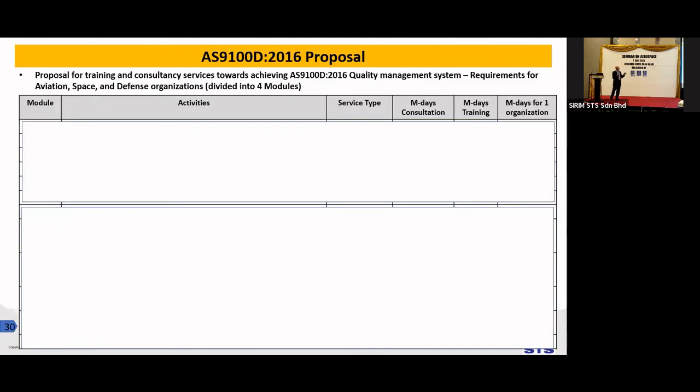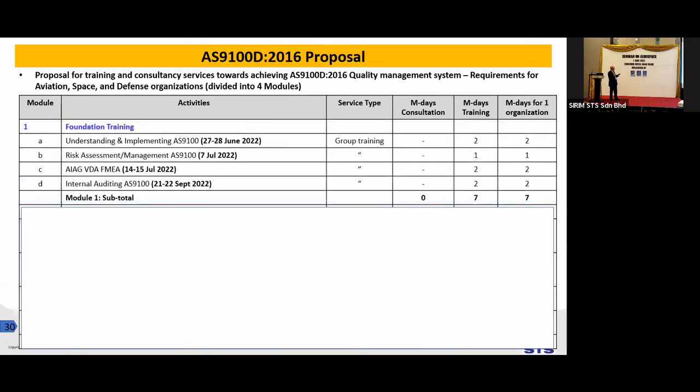So this is the final presentation on the proposal of this AS requirement ataupun AS punya grant ataupun project dalam kita punya program bersama dengan si SQS. Nanti si Zakaria akan explain more detail on the certification punya progress ataupun activity. So kita ada bertahan kepada modul activity, service type, mandate consultation, mandate training, and mandate for one organization. Kita pecahkan beberapa kategori. Yang pertama, modul yang pertama kita buat foundation training. Yeah, foundation training, kita ada 4 training yang kita akan buat.